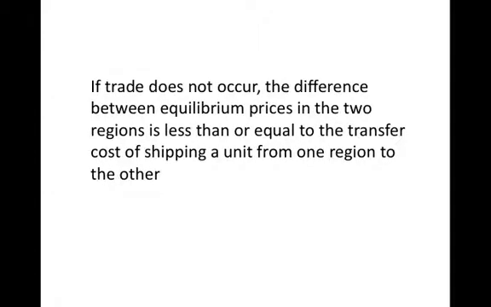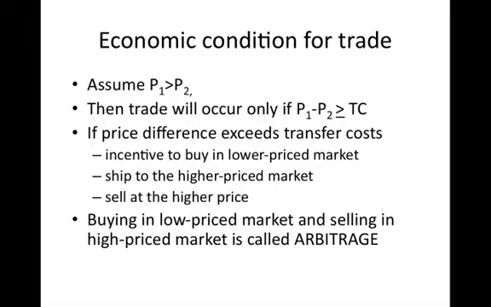If trade doesn't occur, if we don't see trade occurring between those two regions, then the difference between those equilibrium prices in the two regions is either less than or equal to the transfer cost of shipping a unit from one region to another region. And so really the relative prices in these two regions compared to the transportation costs, or if you want to call it the transfer costs, are very, very important. They're the fundamental driver of why we see trade in some goods and why we don't see trade in other goods. So there are some economic conditions that have to be true in order for trade to happen.